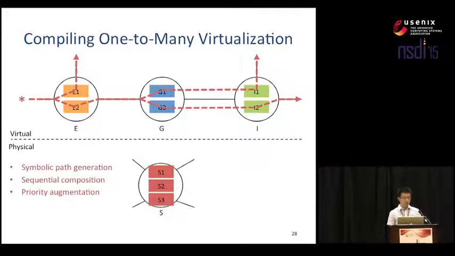Finally, before we install these 3 rows into the physical network, we need to augment the priorities. Because these different branches have different hops, we need to augment the priorities for the shorter branches to make sure that the resulting rows have correct orders. And this finishes the compilation from the virtual topology into the physical topology.